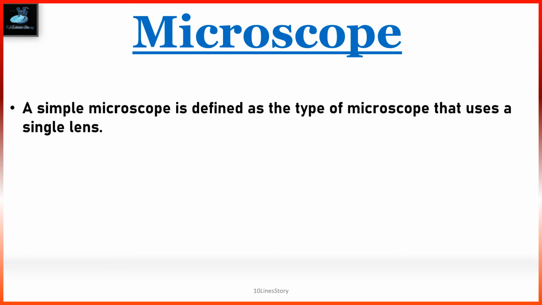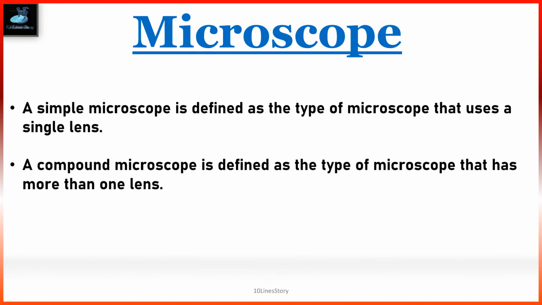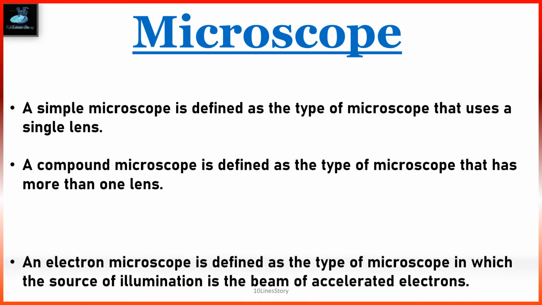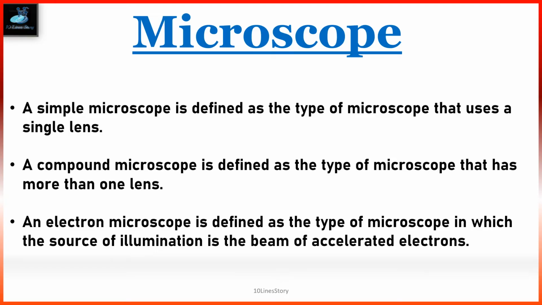A simple microscope is defined as the type of microscope that uses a single lens. A compound microscope is defined as the type of microscope that has more than one lens. An electron microscope is defined as the type of microscope in which the source of illumination is the beam of accelerated electrons.